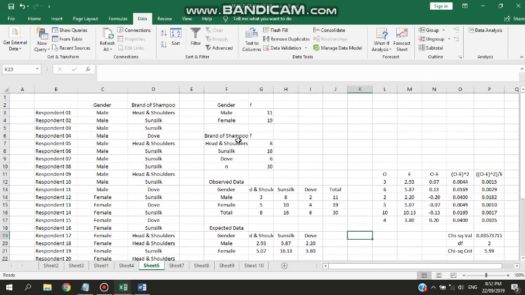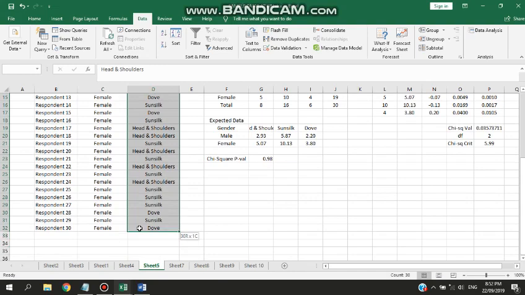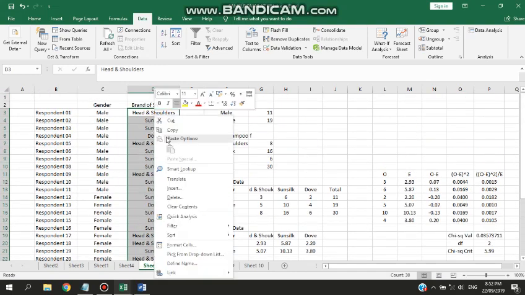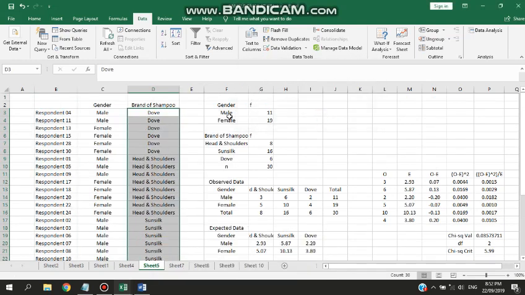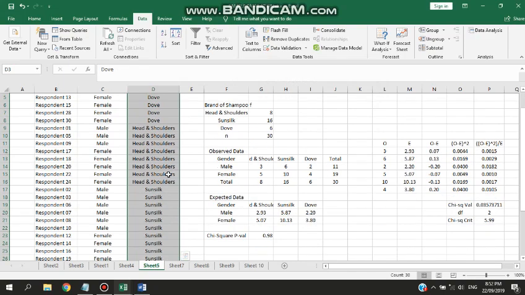So if you want to count that, all you have to do is, under Head and Shoulders, count how many males chose it or how many females chose it. It's the same way. The reason the codes 01, 02 are here is because we're going to arrange this A to Z so that all the Dove, all the Head and Shoulders, and all the Sunsilk are side by side.